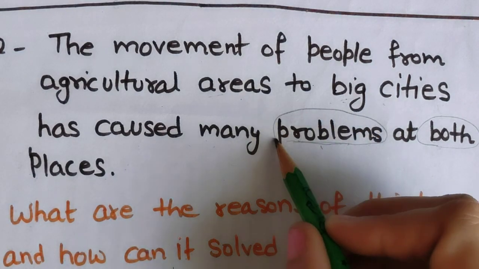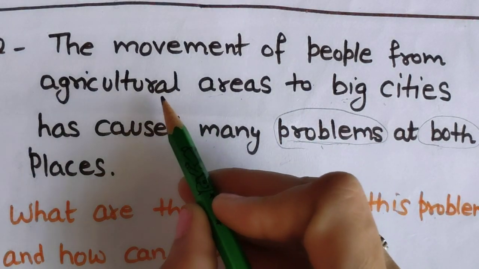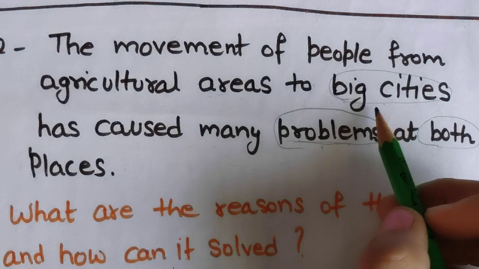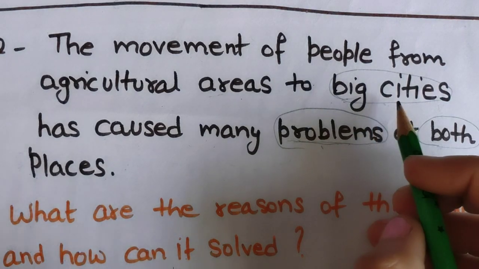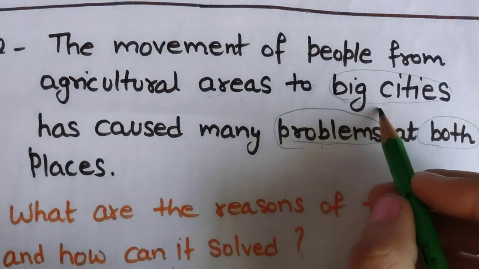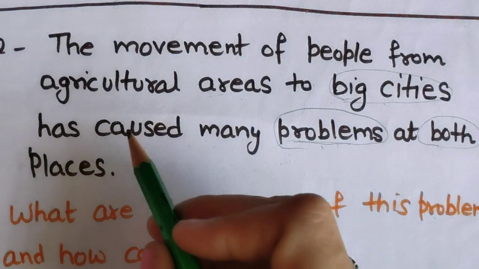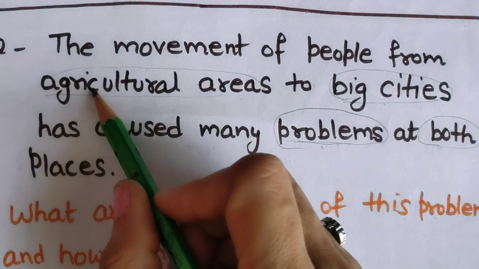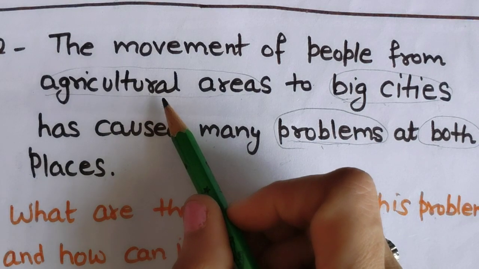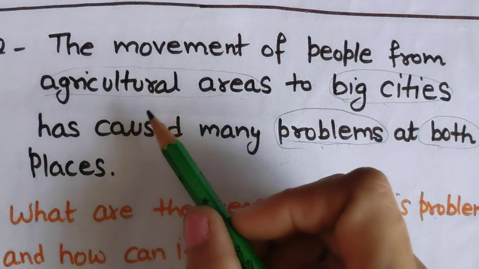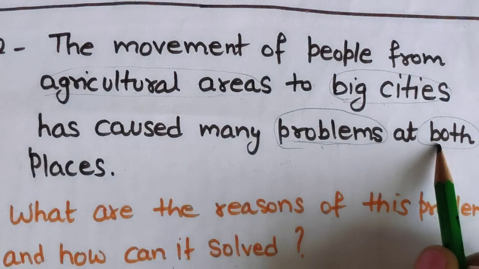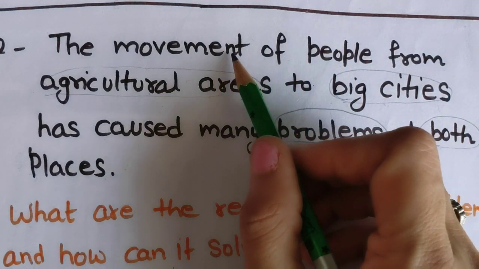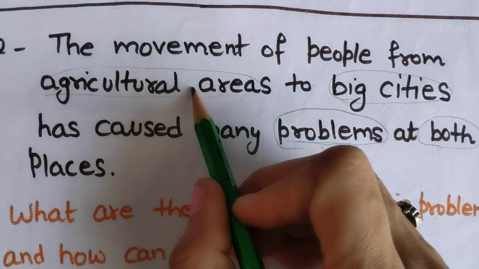The first word is problems, as well as big cities. Every time we can't write big cities, big cities, big cities at least 15 times. We have to take a different name in this essay also, and for problems also. Another important word is agricultural areas. Agricultural areas means farming land areas, villages, countryside, and we will be using these. These are the important words, both places. Now, movement of people means migration of people, and people are shifting from their rural areas to big cities.